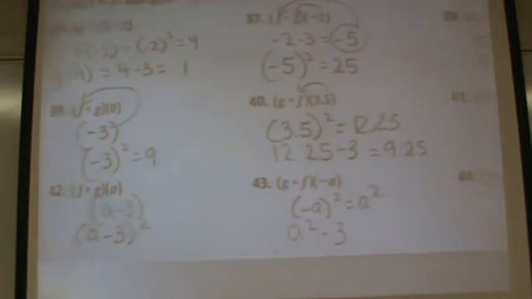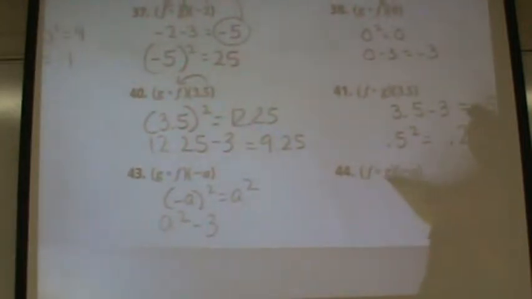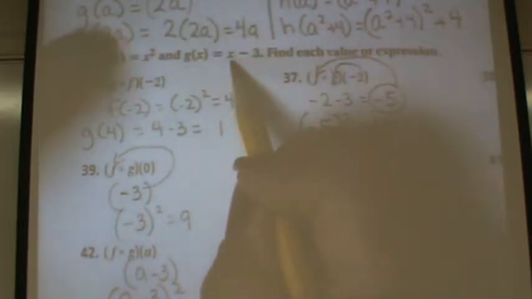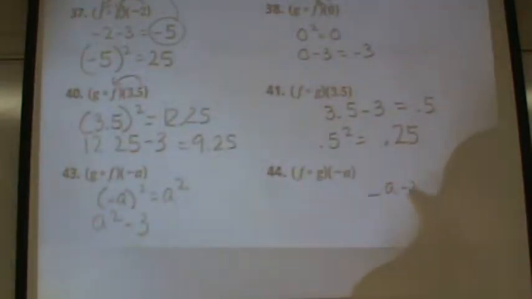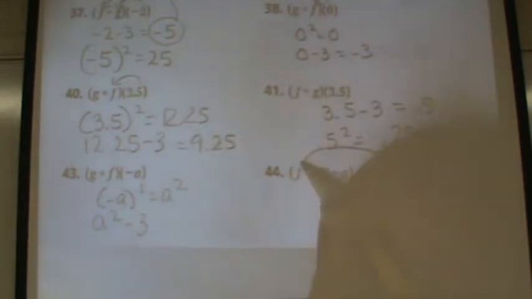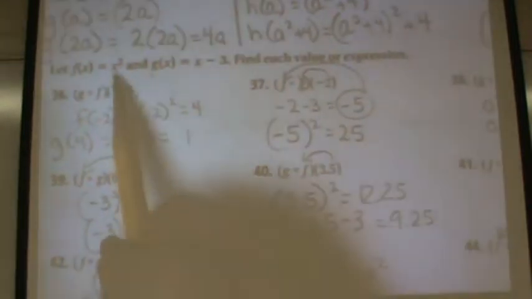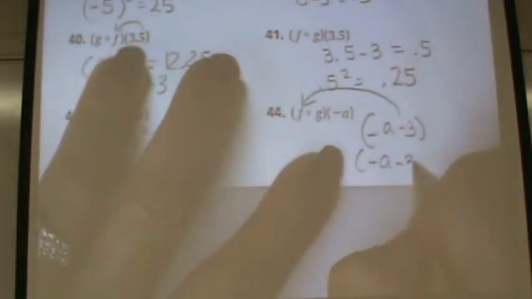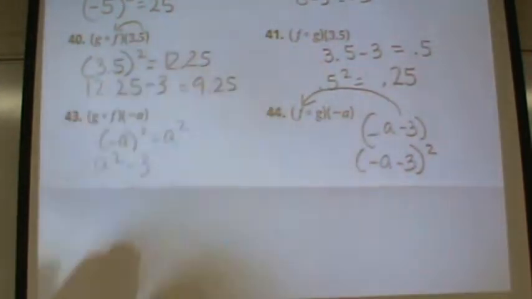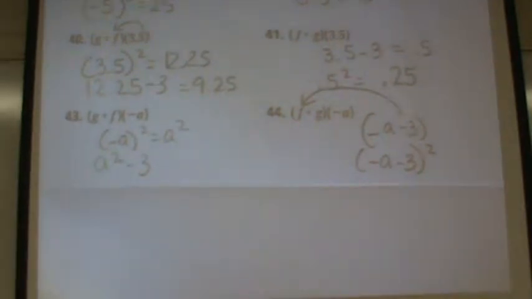And the last one, negative a in the g function. Negative a in the g function, so it's negative a minus 3. And then you're going to plug this in the f function. So it's saying to take that and square it. So it'd be (negative a minus 3) quantity squared. Easy?